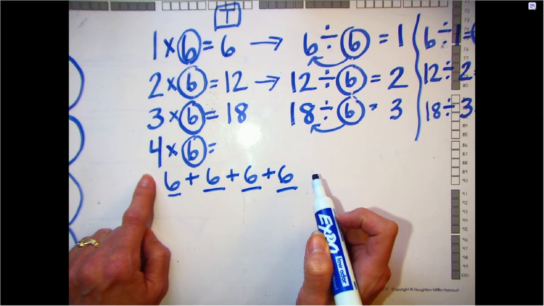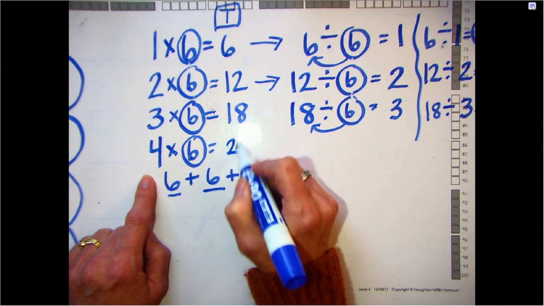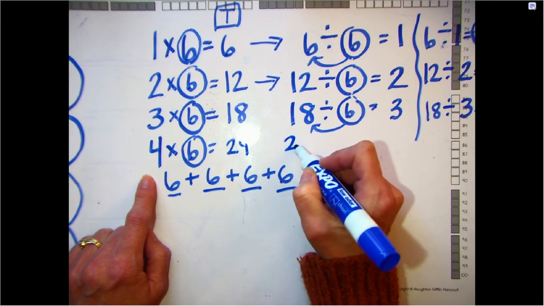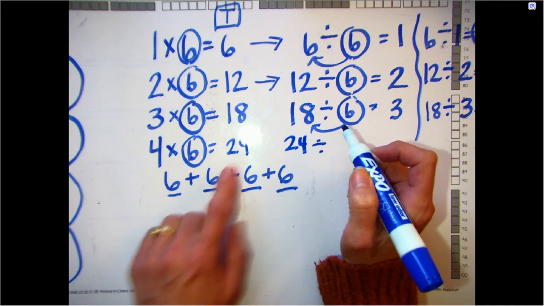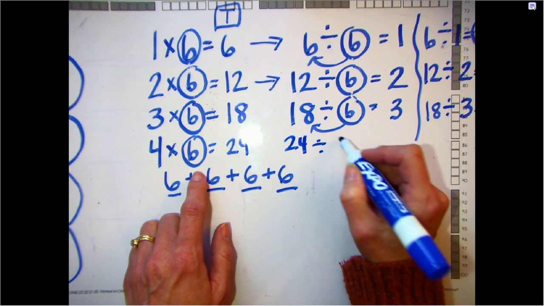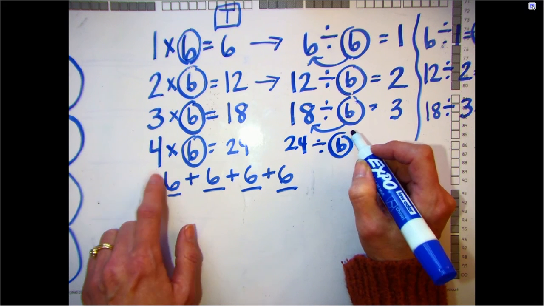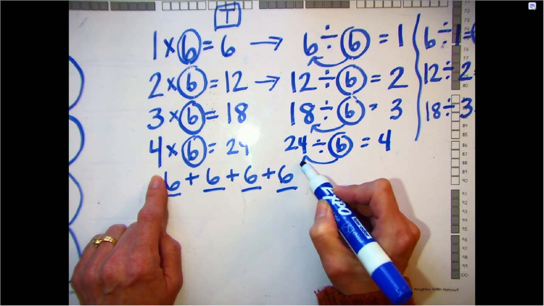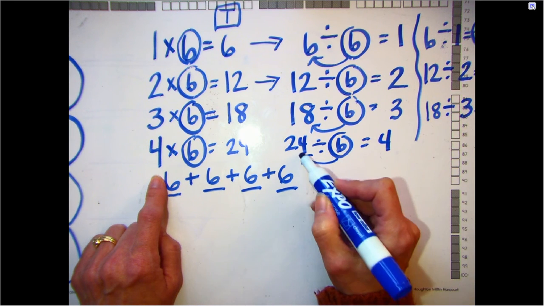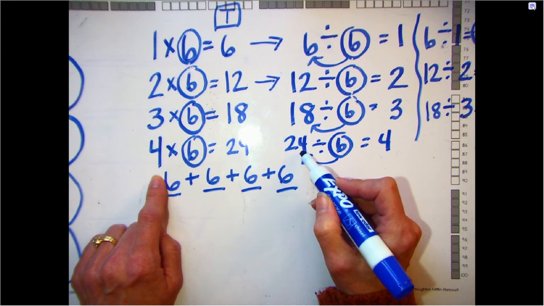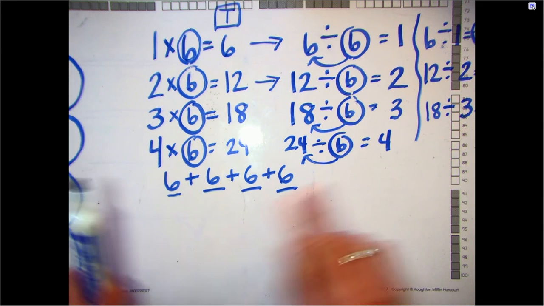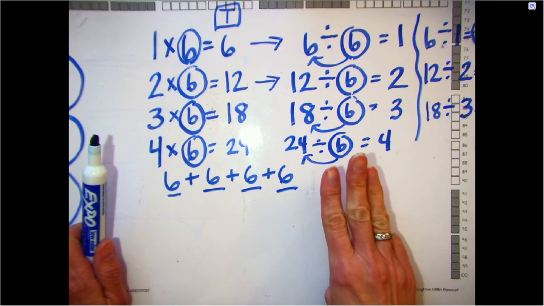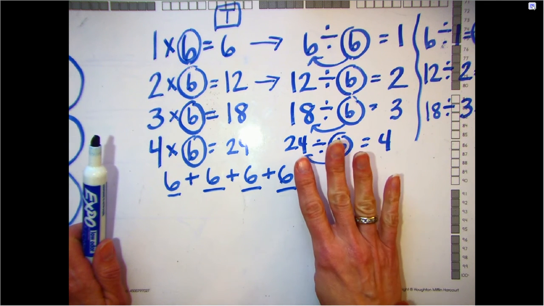4 groups of 6 would be 24. Okay, so I can take that total and divide by my factor of 6 to get my other factor. Remember, you can count by the little number up to the total. And when you do that, you put one finger up. Here's 6, 12, 18, and 24.